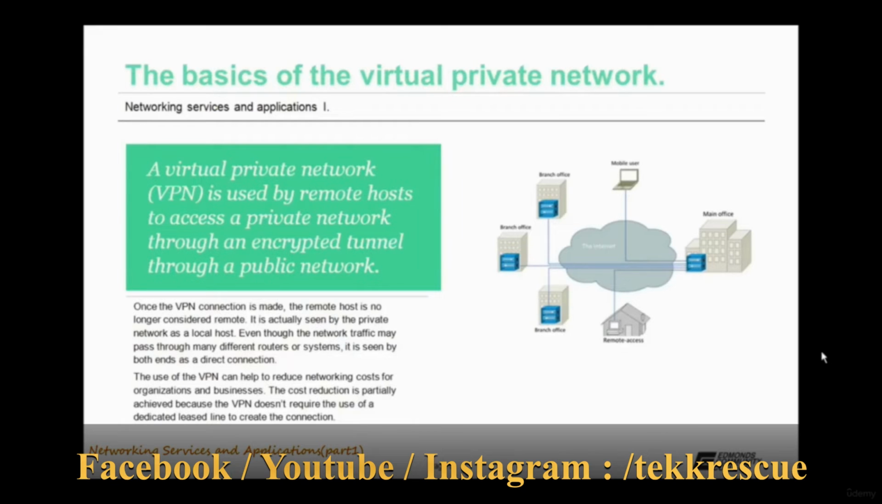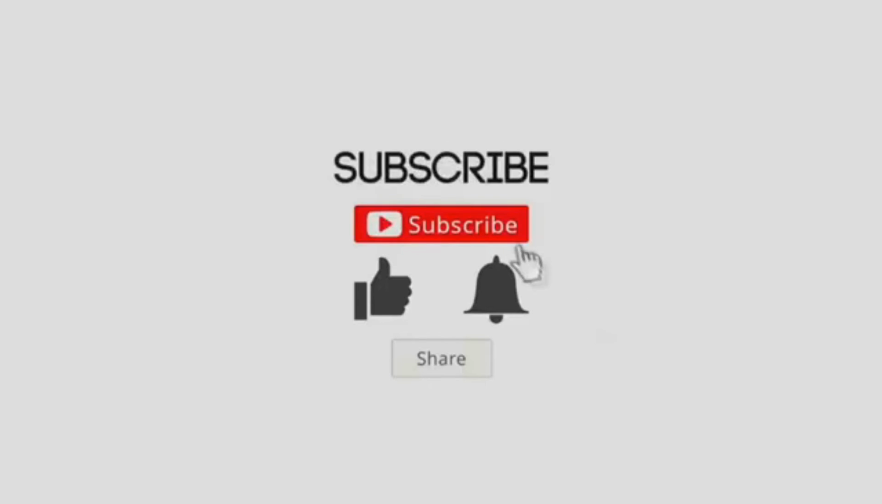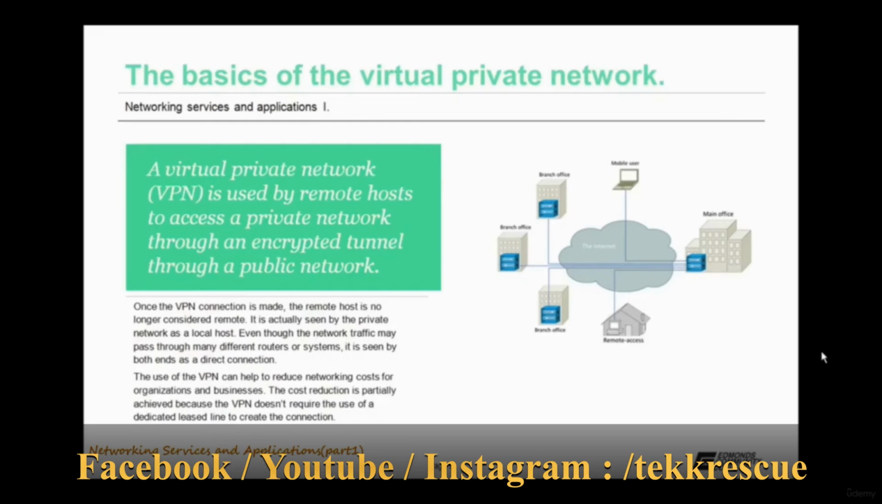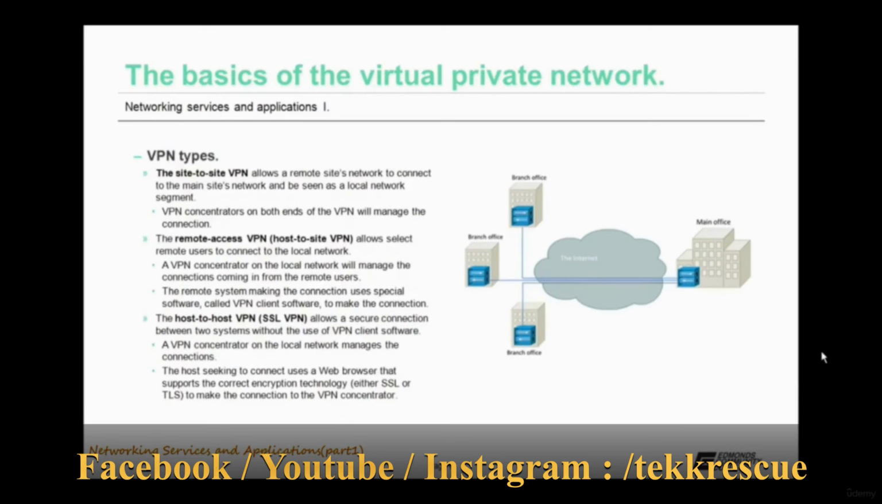There are many advantages to that, but I'm not going to cover them right now. Even though the network traffic may pass through many different routes or systems, it's seen by both ends as being a direct connection. The use of the VPN can help to reduce networking costs for organizations and business. The cost reduction is partially achieved because the VPN doesn't require the use of a dedicated leased line to create that direct connection.